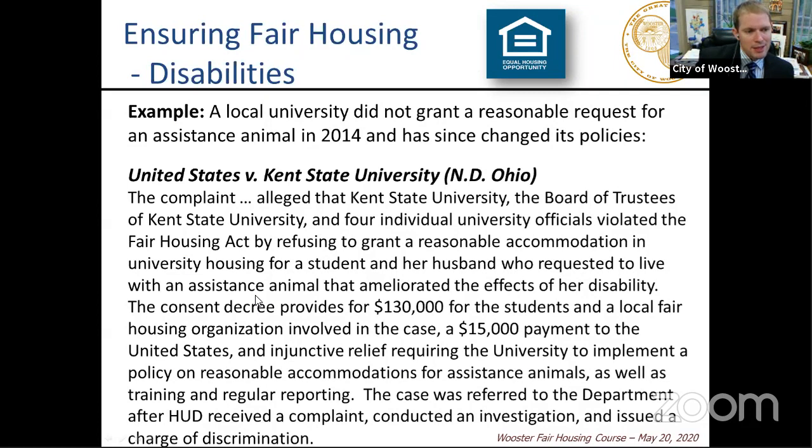her disability. The consent decree provided for a $130,000 payment to the students and the local fair housing organizations that were involved in the case, and a $15,000 payment to the United States, and injunctive relief, which required the entity to work through its policy. And since then, they have worked through developing a program for regular training and reporting. That case was referred to the department after HUD received a complaint, conducted an investigation, and issued a charge of discrimination. And a lot of times these complaints start at a local level, at an office such as ours, or one of our fair housing partners.